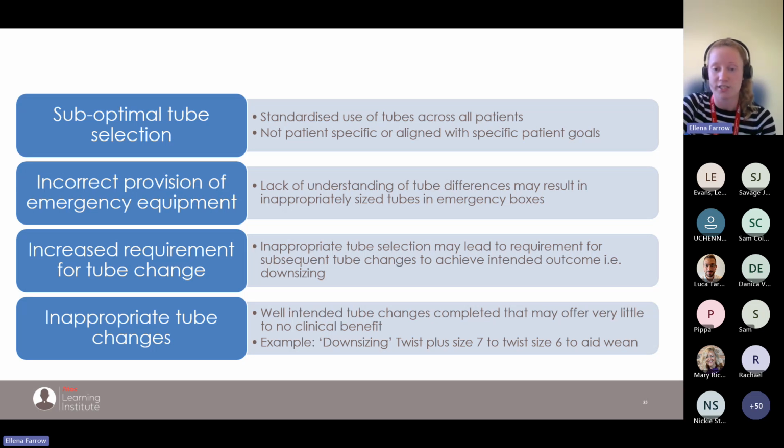So they might then choose to downsize to a size 6 twist. And we know by thinking of our dimensions that we've just talked about, that this actually isn't going to provide any additional space around the tube for airflow to aid a wean because of those outer cannula dimensions. So actually you could complete a tube change thinking that you're going to help a wean by downsizing, but you've actually had no clinical benefit and it's not had the desired impact on that patient's wean. So you might be completing tube changes that actually don't have that effect that you need.